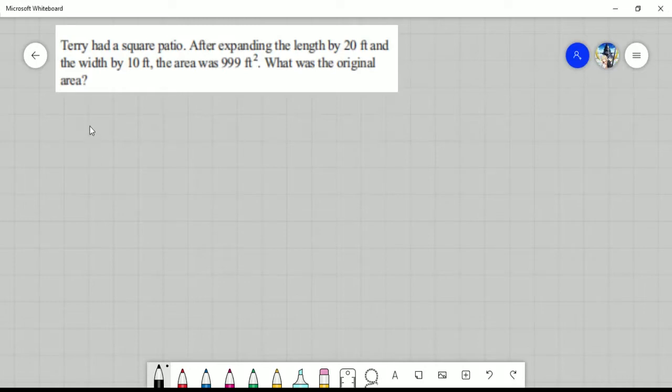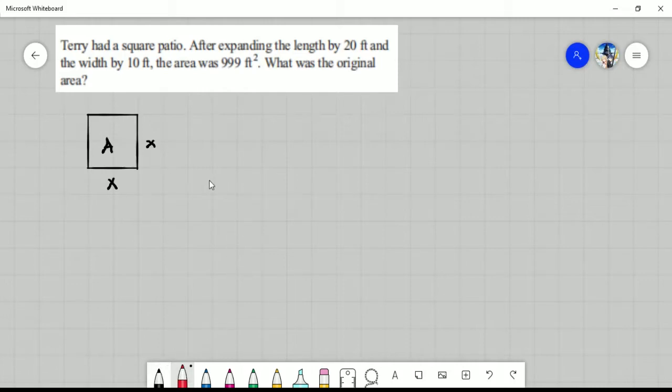So the square patio originally was, pretend that's a square. Okay, good. I do have shape snapping on, so I will let it be useful when needed. So the square patio had the dimensions of x by x, because again, a square has all equal sides, so whatever one dimension is, the other is. And the area is unknown.